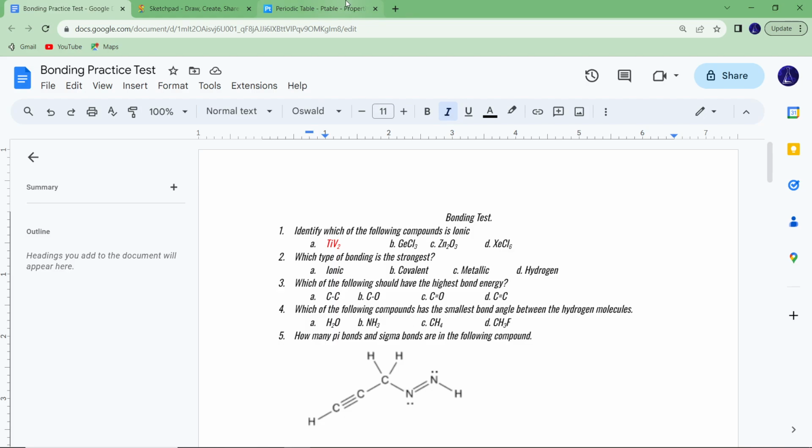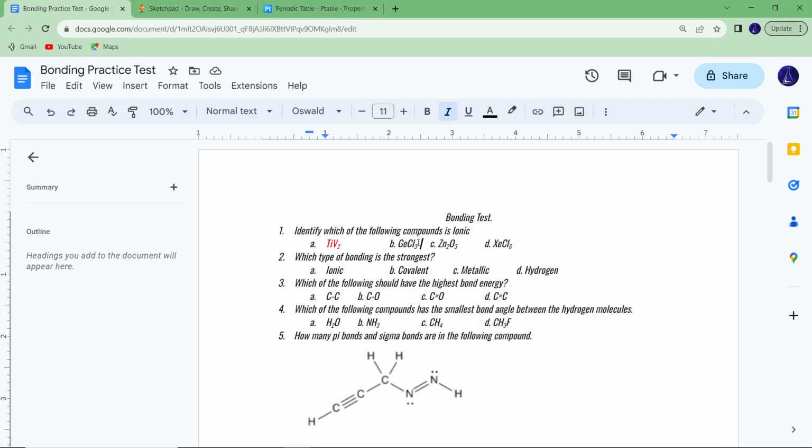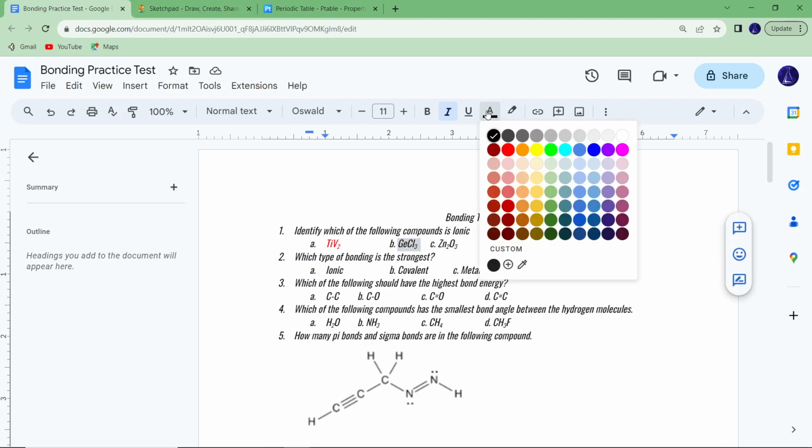Next, we're going to look at Ge and Cl. Ge is right here, so it's a metalloid, which means that it is not necessarily a metal, or at least we're not treating it as one. And Cl is a non-metal. So here we have the non-metal, but it's paired with a metalloid. So at the moment, we're going to put a question mark.